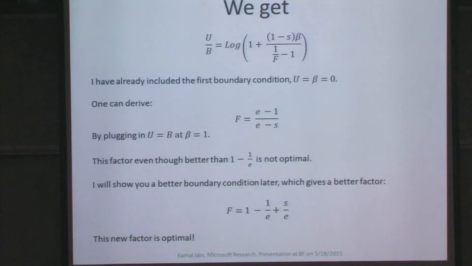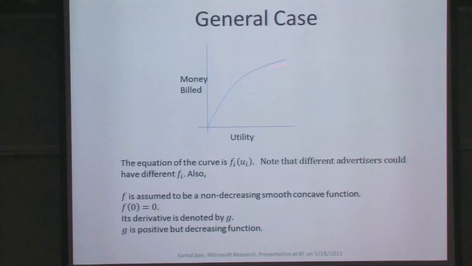Here the general case is this curve, let's say it's represented by F. F of U is what you are willing to pay for the utility U you get from all the advertisements. And I'm assuming F is non-decreasing, concave, smooth, all those nice properties. F of 0 is 0, so if you didn't get anything, you pay nothing. Its derivative function is denoted by G. And G is positive, since F is increasing, but it is a decreasing function. So F is your willingness to pay, and G is its derivative, the marginal willingness to pay.